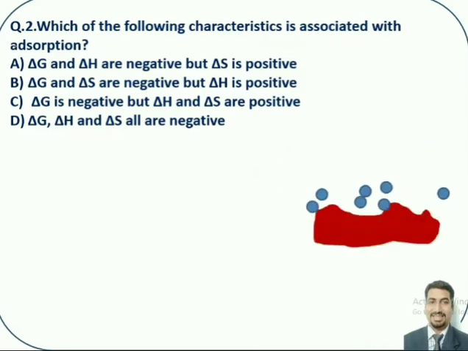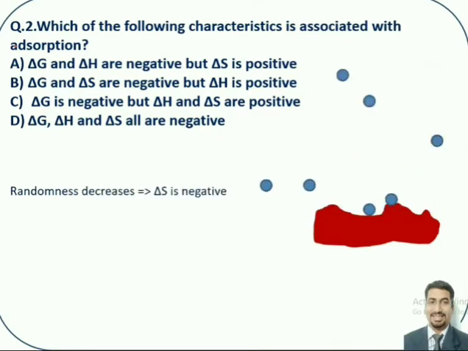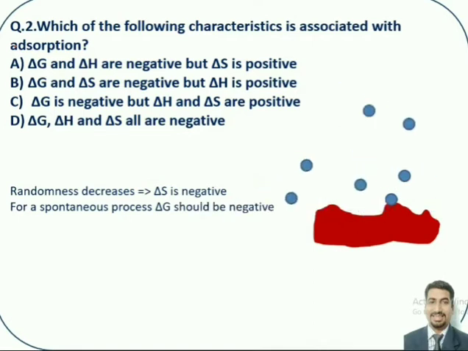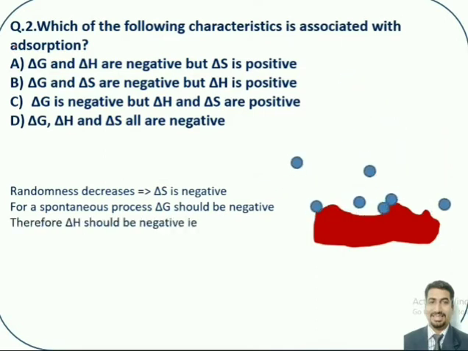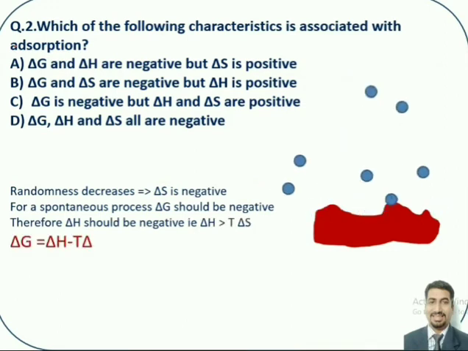Let's see. Adsorption means randomly oriented molecules are now organized, because they are adsorbing on the surface. So randomness decreases, which means delta S is negative. One thing you got is delta S is negative. So for any process to be spontaneous, delta G should be negative. So delta S is negative, delta G is negative, and therefore delta H should be negative and its magnitude should be greater than T delta S, because you know this equation.